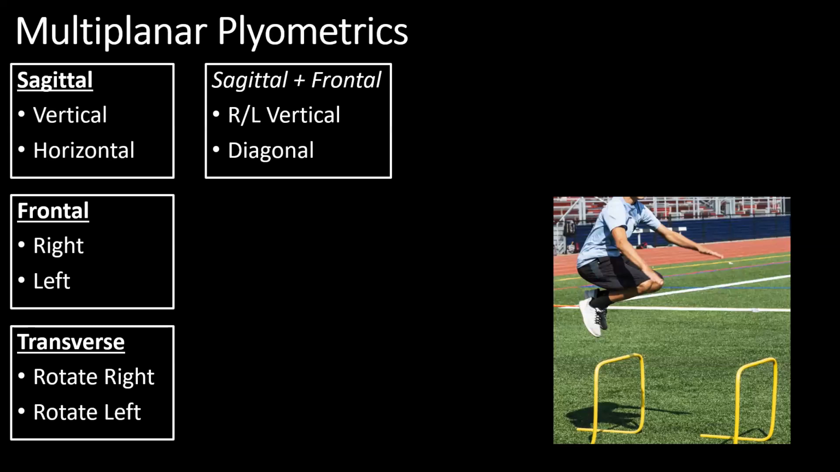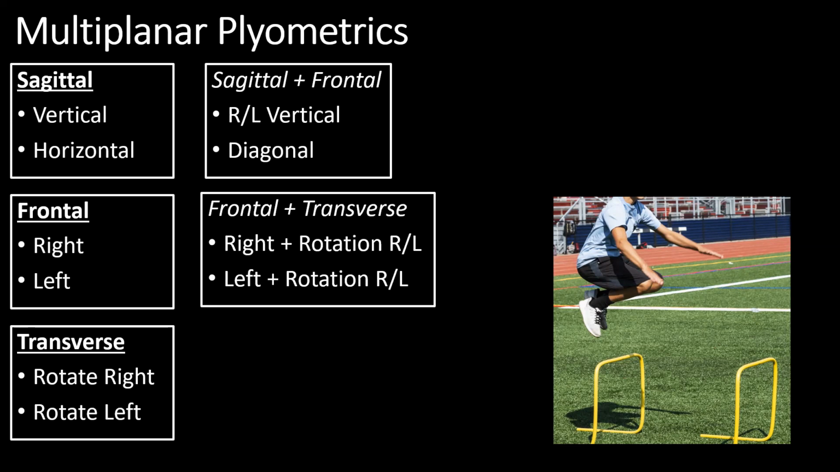If we mix the sagittal and frontal plane, we could jump vertical and to the right, vertical and to the left. We can jump diagonally at different angles to maximize horizontal and lateral displacement. So maybe you're doing a 90-degree jump, a 45-degree jump, you're mixing and matching diagonal jumping patterns.